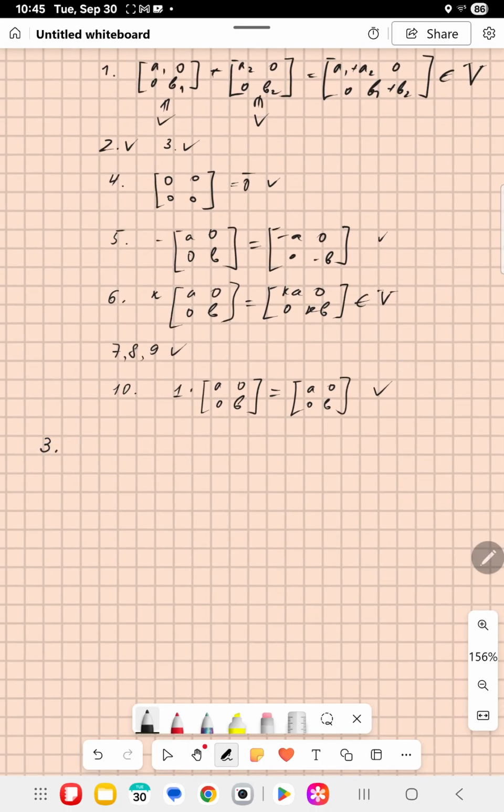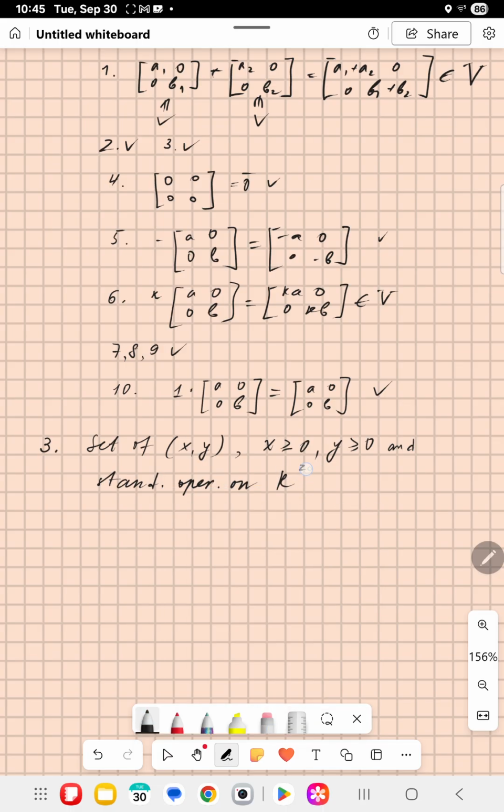So number 3, let's consider a set of two numbers x and y which satisfy the next condition: x is greater than or equal to 0 and y is greater than or equal to 0. So we are considering all points in the first quadrant and standard operations on R2. Oh, sorry, instead of 2 I wrote n actually.